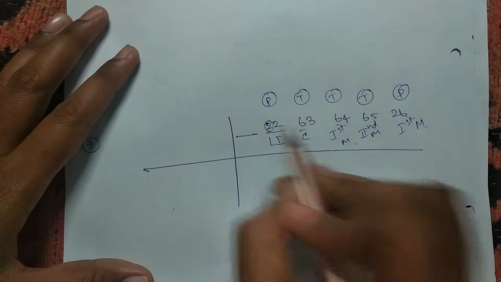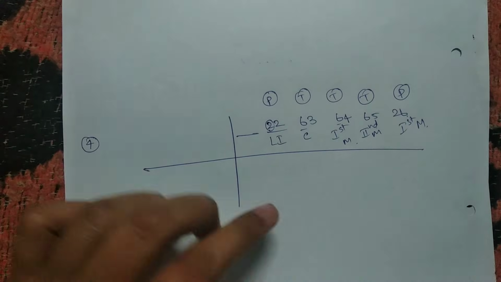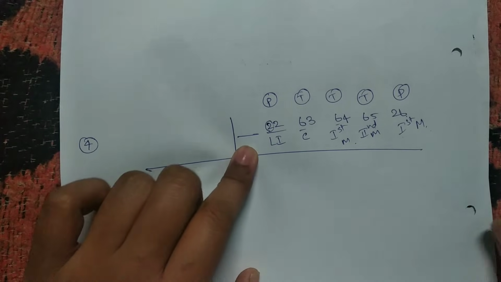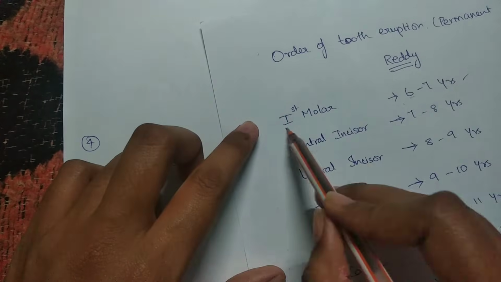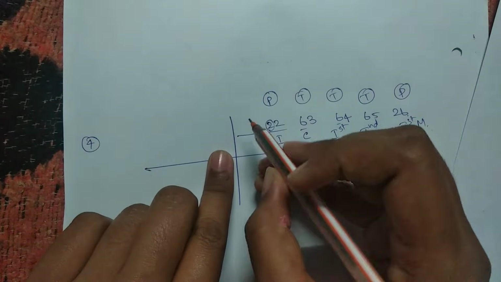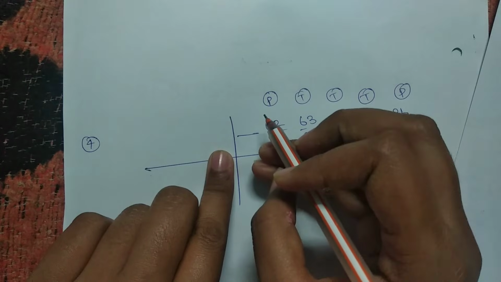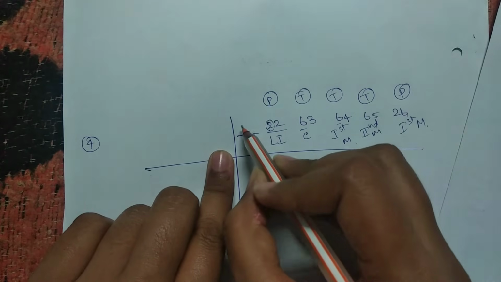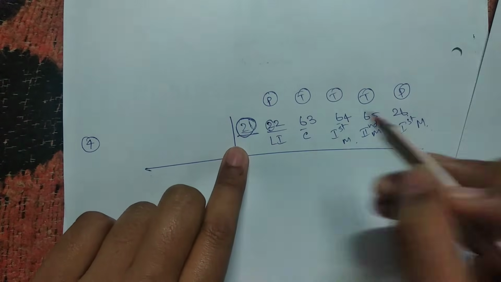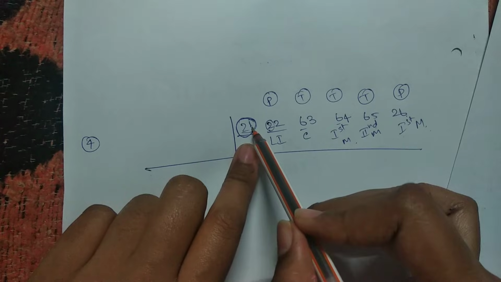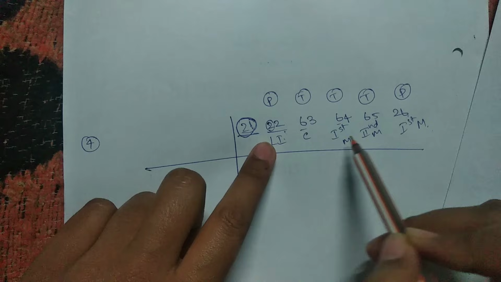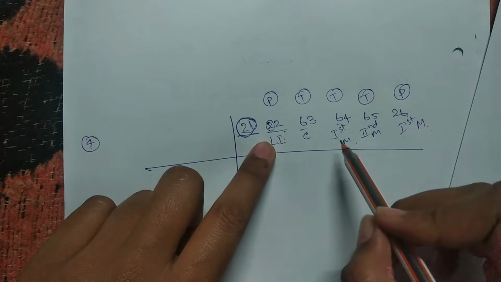Here one tooth is missing. At this stage, first molar eruption has occurred. The first tooth to erupt is the molar. The second tooth to erupt is the central incisor, which is absent here. The child might have had trauma and lost the tooth. So there should be a central incisor present here, but it is absent. After the eruption of the central incisor, the lateral incisor will erupt, and after that the first molar has to fall off.